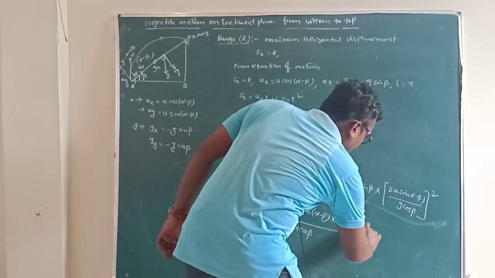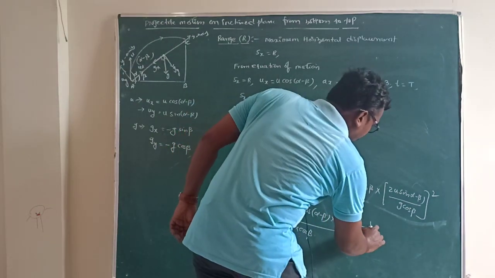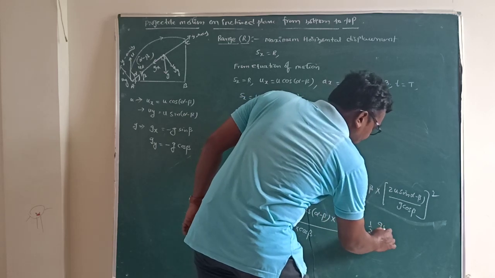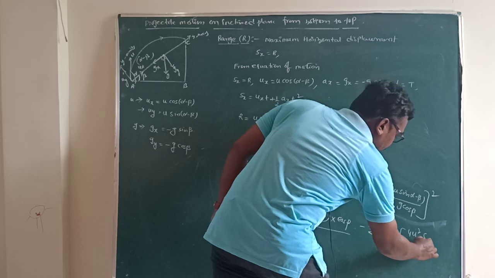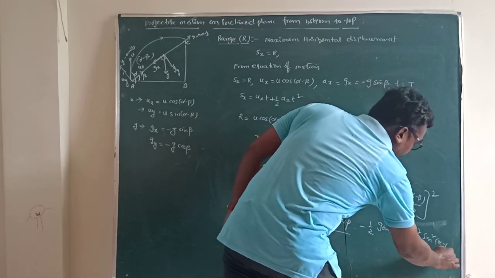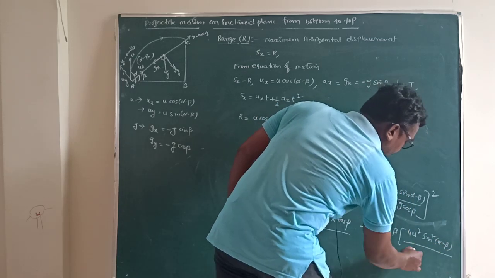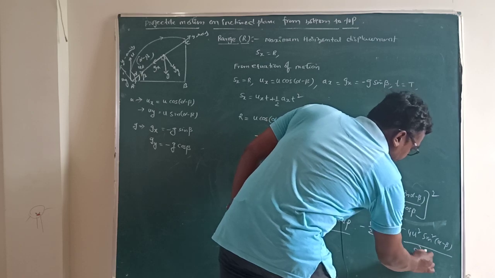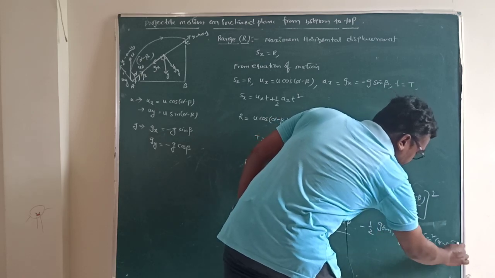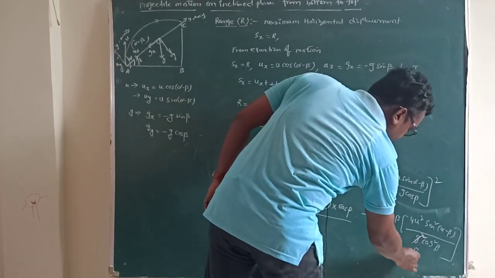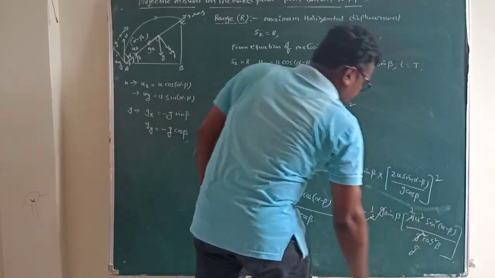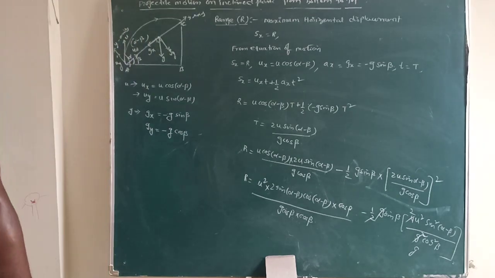Okay, right. Now if we do this, we get 1/2 g sin beta into 4u square sin square(alpha minus beta) by g square cos square beta. Okay, g and g cancel, and 2 and 2 cancel.